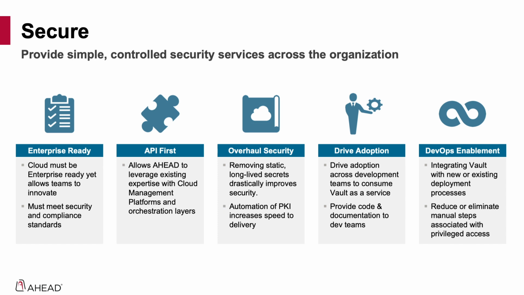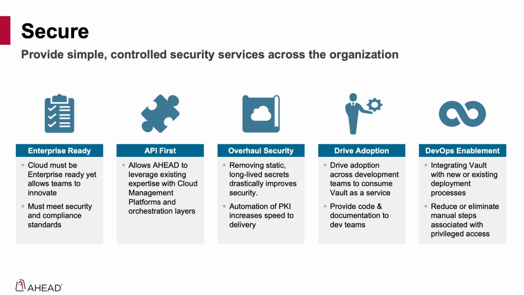These are some of the things I presented at kickoff, things that we think make Vault ready for the enterprise right now. Vault right now is enterprise ready. We know the cloud must be enterprise ready to allow teams to innovate. Vault and solutions must meet security and compliance standards along with any deployments that enterprises are doing. Tools have to be API first, and Vault is definitely an API first tool. You can do everything with the API. There are some things you cannot do in the UI or CLI, so it requires the API.